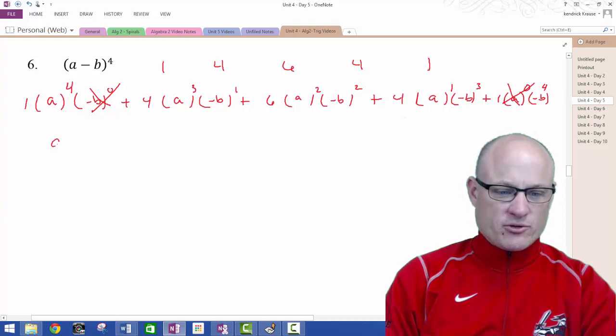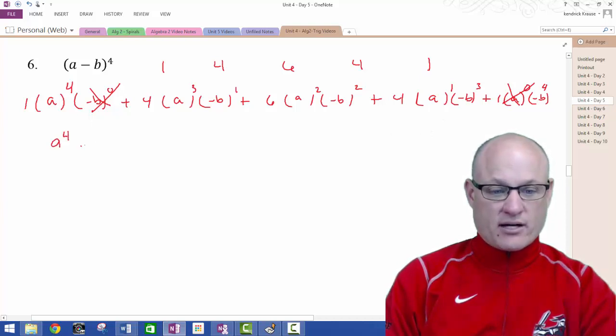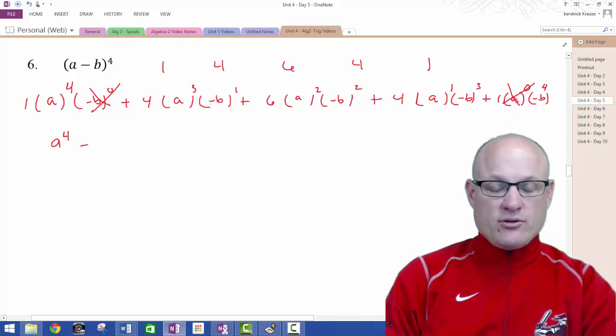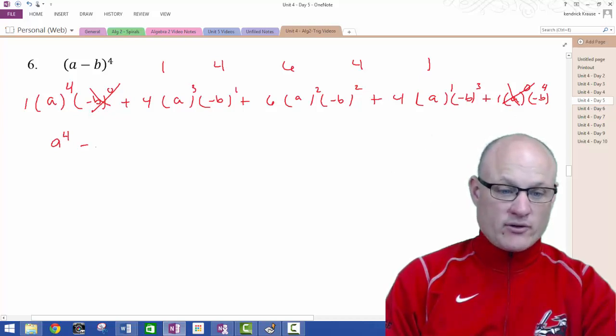A to the 4th. Now, this one shouldn't be too bad. We don't have any numbers to deal with, but we do have negatives to deal with. So this one's going to go back and forth, negative, positive. So we got negative 1 and 1 and 4. So that's negative 4A cubed B plus.